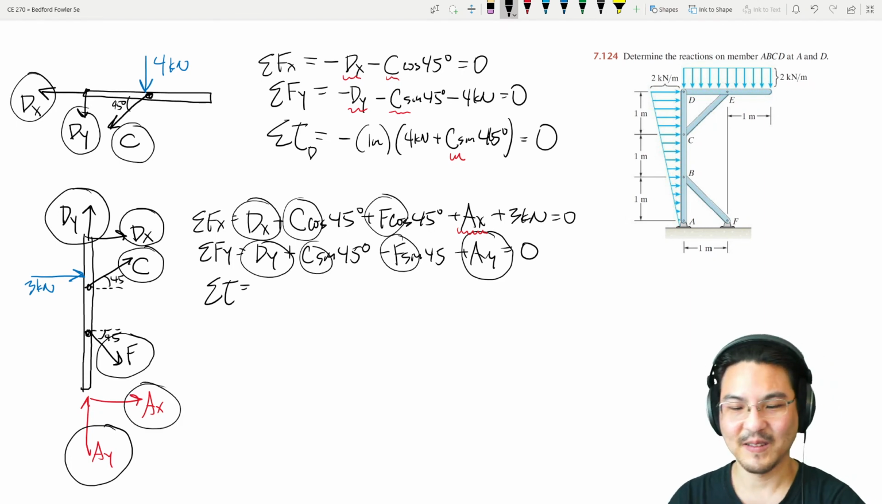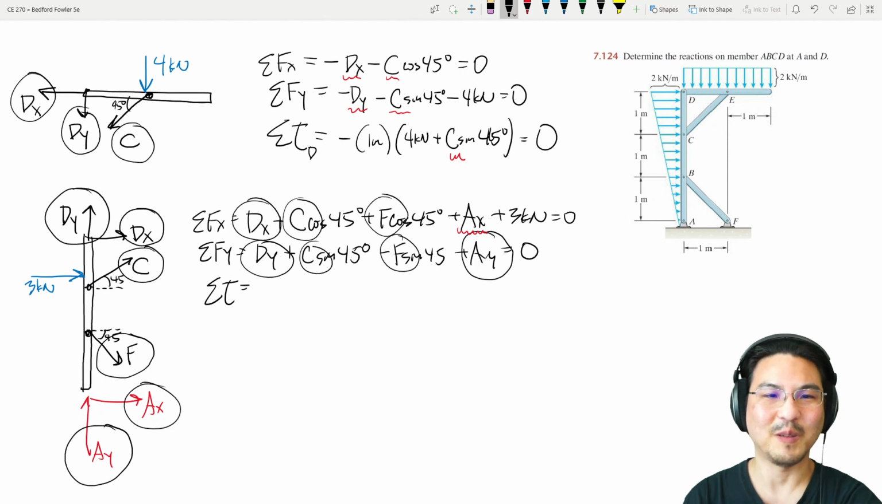Okay, so that was helpful. Keep practicing this type of problem. This is a good one because there are distributed loads, and it's a frame where you have to do that strategy where you break it apart.